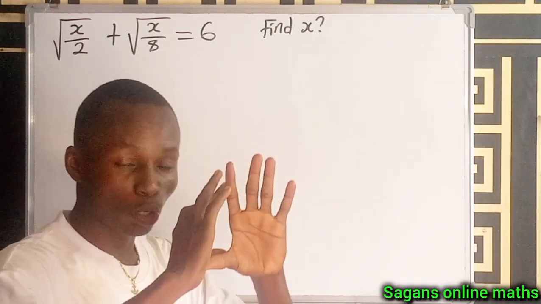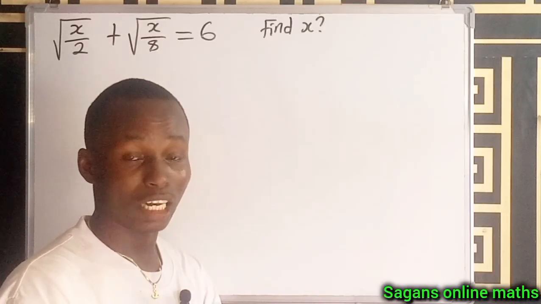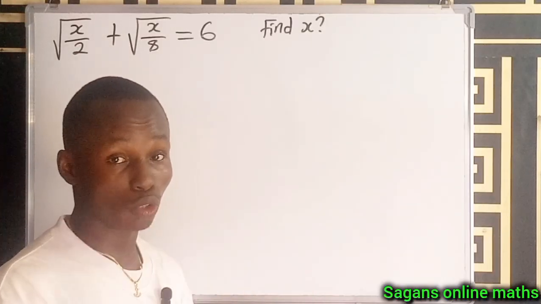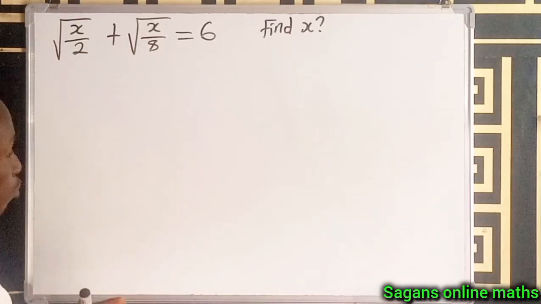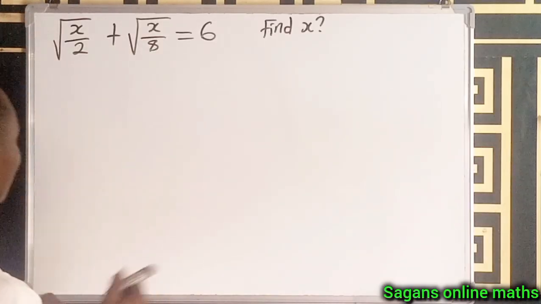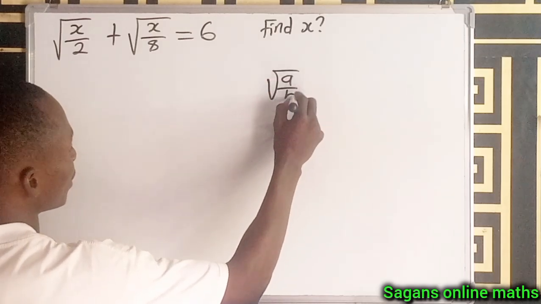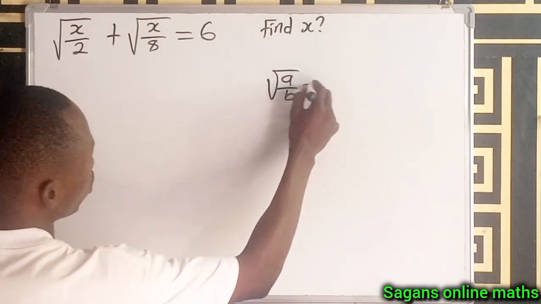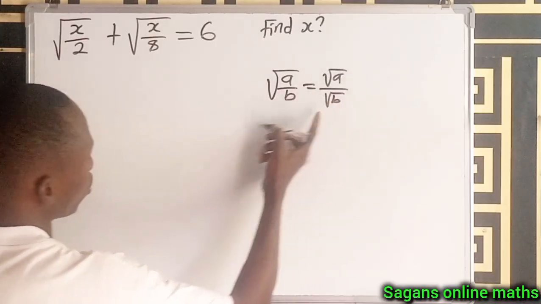Now I want to go over some of the important laws of indices and the rules of surds before one can solve this question. Now I want to draw your mind to one of the properties of the rule of surds. If I have root a divided by b, take note that this is equal to root a divided by root b. This is one of the rules of surds.